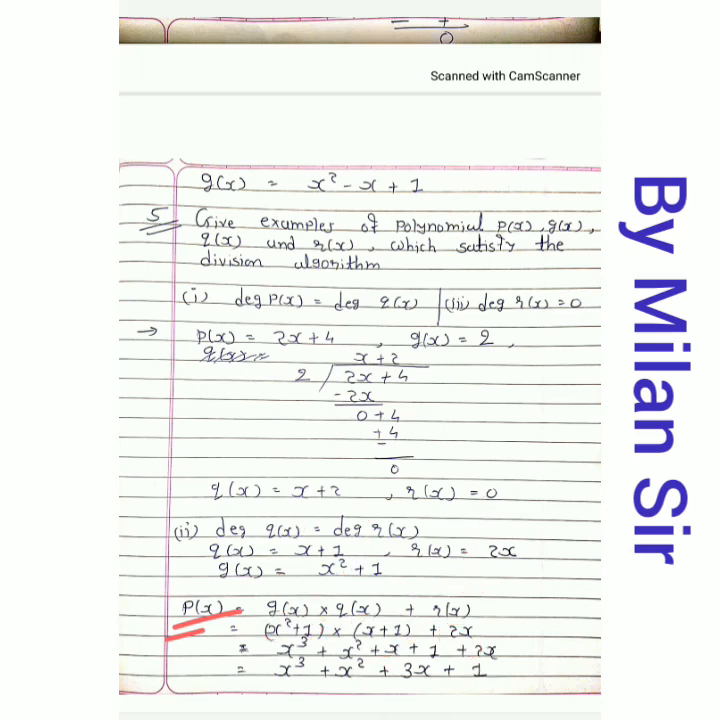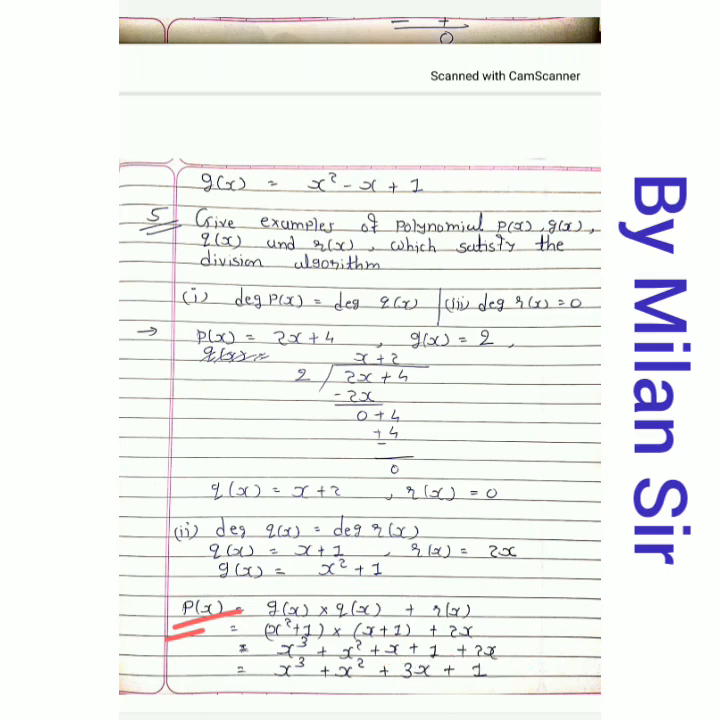Now simplify this polynomial. First term with first term. So x square with x, it's x cube. Then x square with 1, it's x square. Then 1 into x, x, and 1 into 1, 1. Then plus 2x as it is.